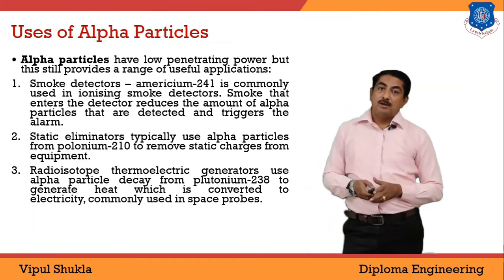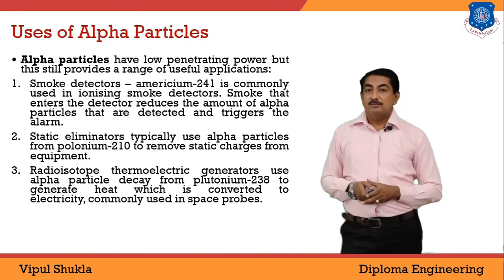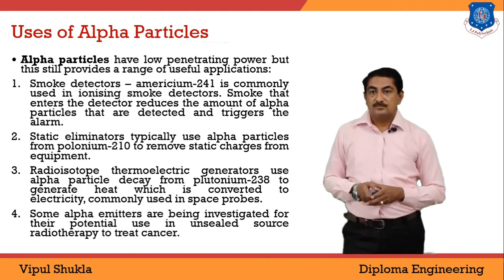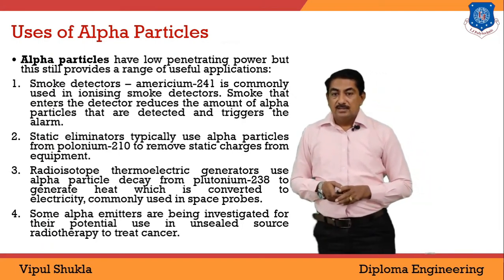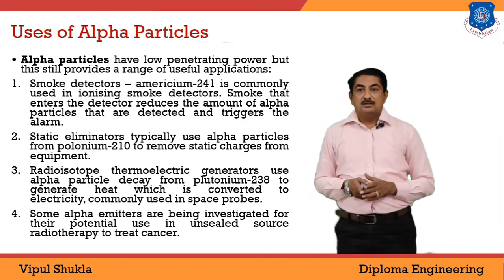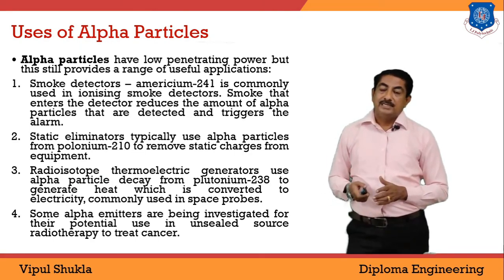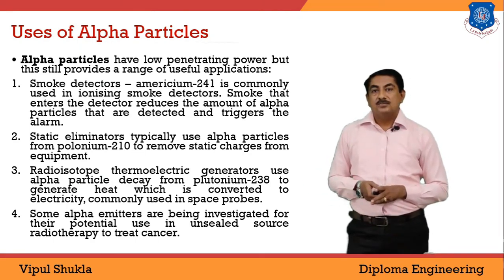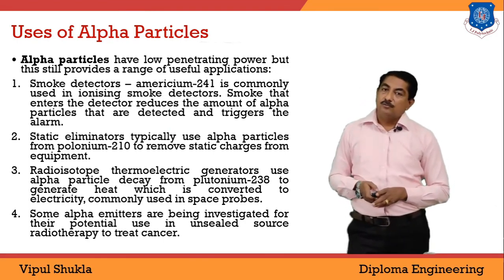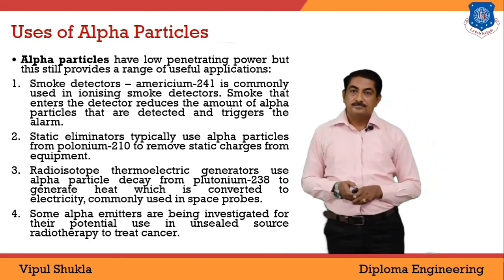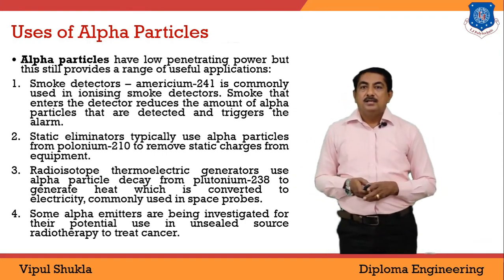The velocity of an alpha particle is in the order of 10⁷ meters per second, and it is also utilized in some industries. Alpha particles are widely used in various productions in industries. It is also used in medical treatment, like the treatment of cancer. So this is about alpha particles.